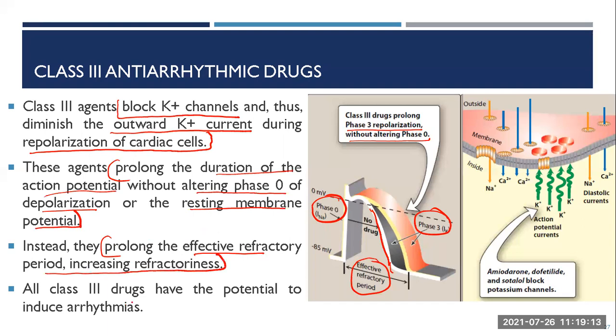Okay, all of the class 3 drugs have the potential to induce arrhythmias. So that's why when we give the class 3 agents, we should be very careful about it. Otherwise, what will happen if we don't observe the patient who is on class 3 agents? These class 3 agents will by themselves cause arrhythmias. Okay, so they are proarrhythmics.